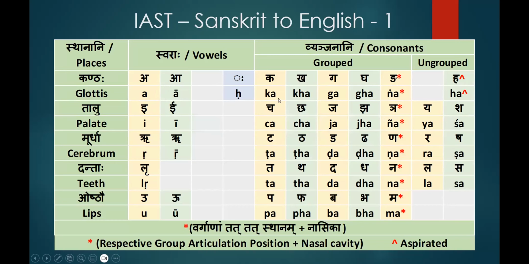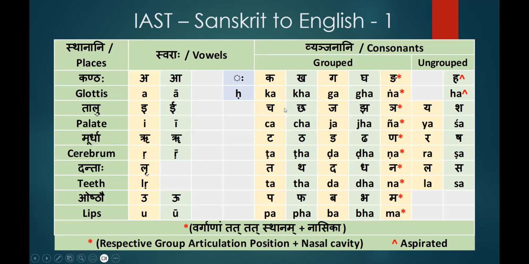Well, coming to the grouped consonants, we have discussed that the first row comes from the throat, the second row comes from the palate, the third row comes from the cerebrum, the fourth row comes from the teeth, and the fifth comes from the lips. The first four involve the use of the tongue, the fifth involves the use of the lips. So this is the row-wise classification. There is also columnar classification.